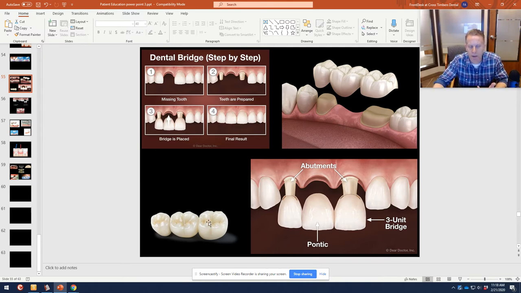And here's an example of what one looks like, a typical back teeth bridge, where all three of these are connected together. This would slide over a tooth, that would slide over a tooth, and this would be the pontic or the fake tooth in the middle.